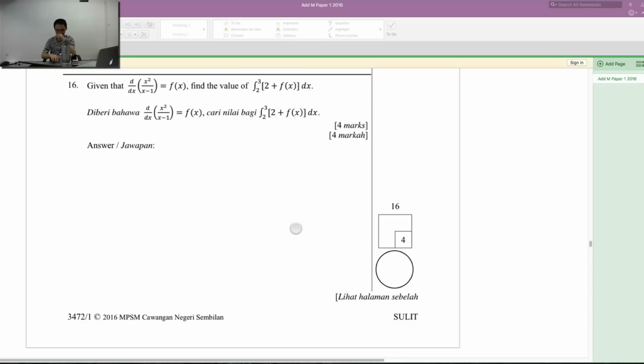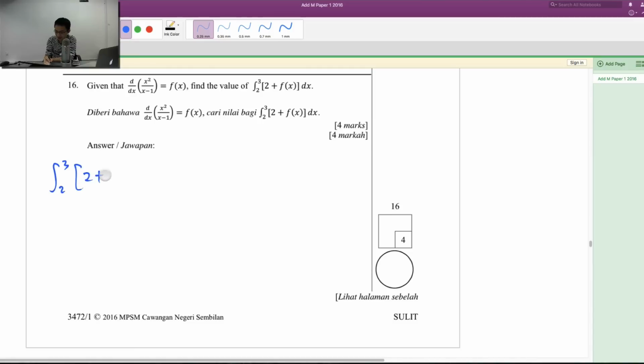Okay, let's start. This is differentiation. So find the values of this one. So basically, what I will do is let it equal to fx. So I will start from here. Okay, so integrate 2 to 3. This is 2 plus fx. What is my fx? My fx is the whole thing. So I will copy down d dx x squared over x minus 1.